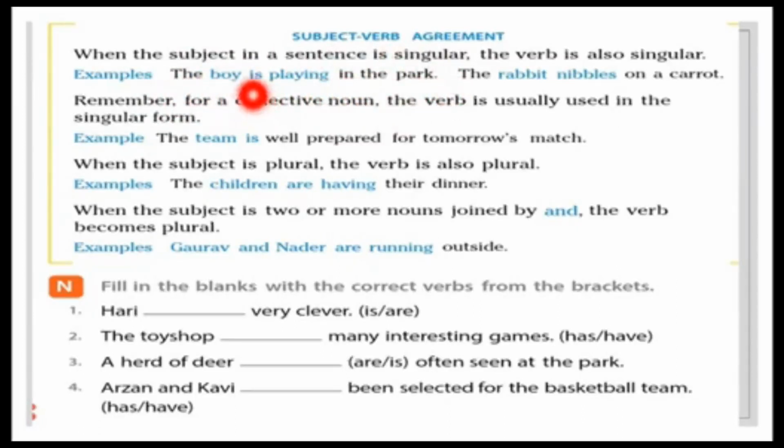So let's take the verb and subject. Here the boy, we are talking about a single boy. So it's a singular one, right? It's a singular noun. And what about is playing? Let us take the word is.